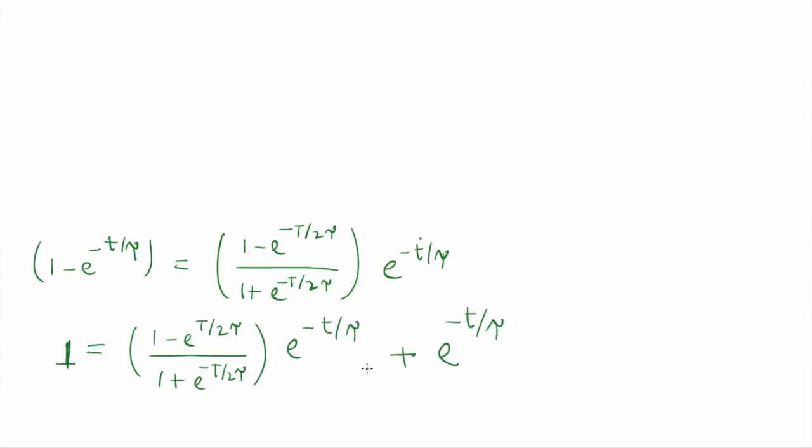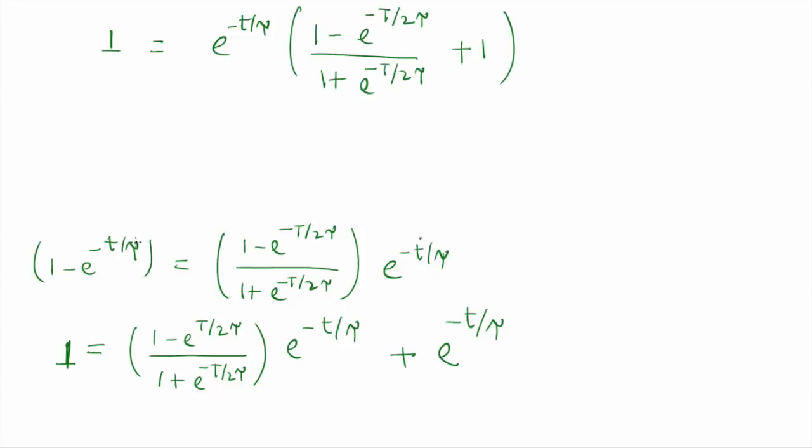Now what I will do, I will take common e to the power minus t upon tau. Take common, it will be equal to this much. Now if you make the denominator common, then it will be equal to 1 minus e to the power minus t upon 2 tau plus 1 plus e to the power minus t upon 2 tau. So in the numerator e to the power minus t upon 2 tau will get cancelled out.